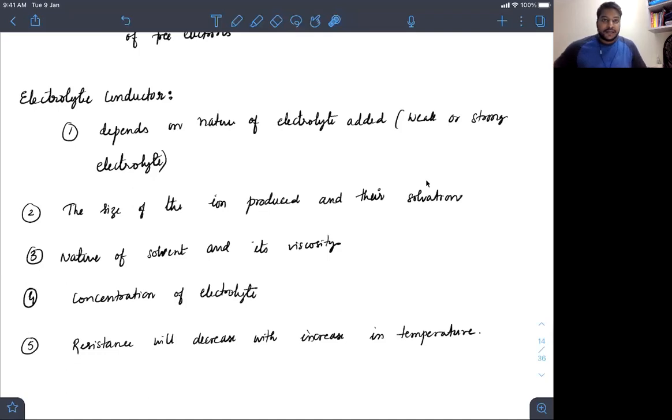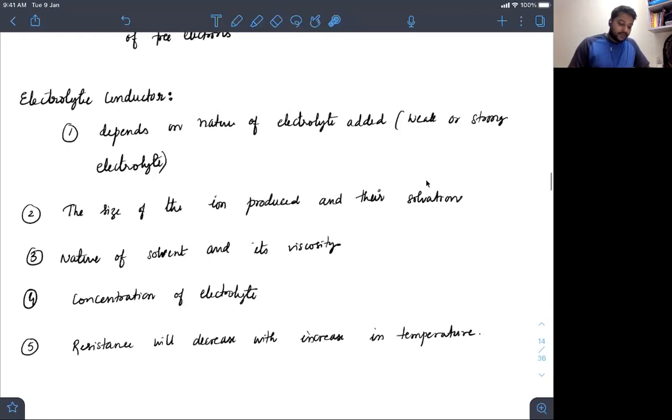If it is a strong electrolyte, it can dissociate 100%. A weaker electrolyte, like acetic acid, for instance, does not give 100% ions, so it is a weak electrolyte in water. NaCl is a strong electrolyte. HCl is a strong electrolyte. So the first factor is the nature of the electrolyte.